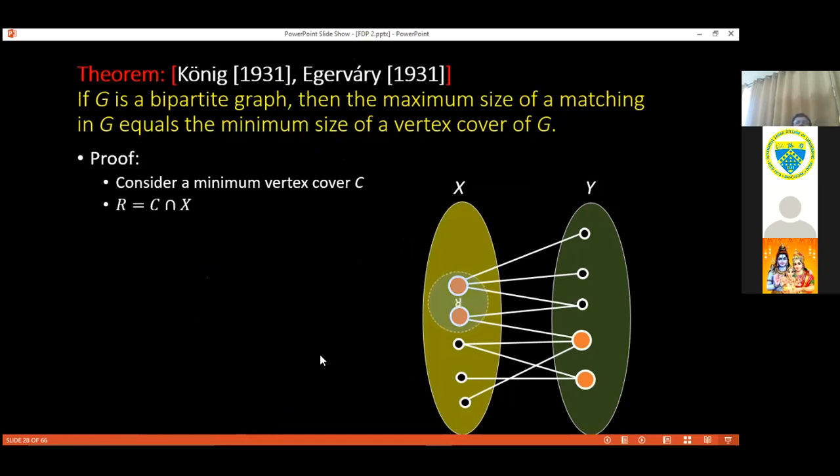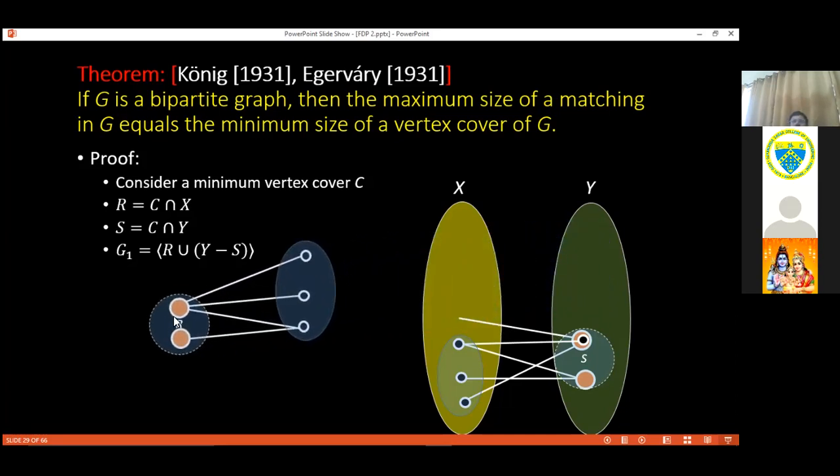Now, conversely, if you take a matching, you take the vertices which are in the vertex cover in set X, call that R, and those which are in Y, call that S. S is nothing but the vertex cover in Y. Now, the remaining ones, S bar, is nothing but R bar, or X minus R. Let us now take a graph G1 which is induced by R union Y minus S. This is Y minus S. Let us take the graph induced by this.